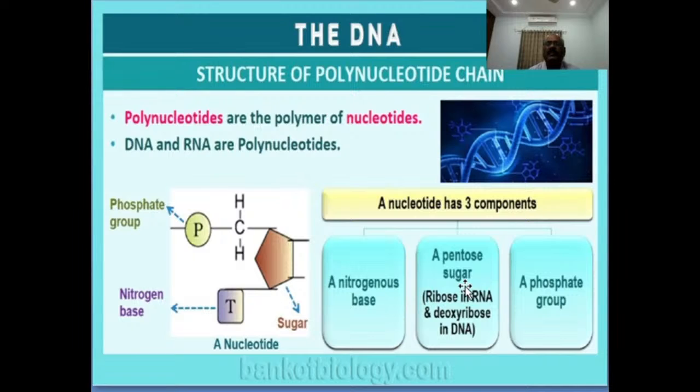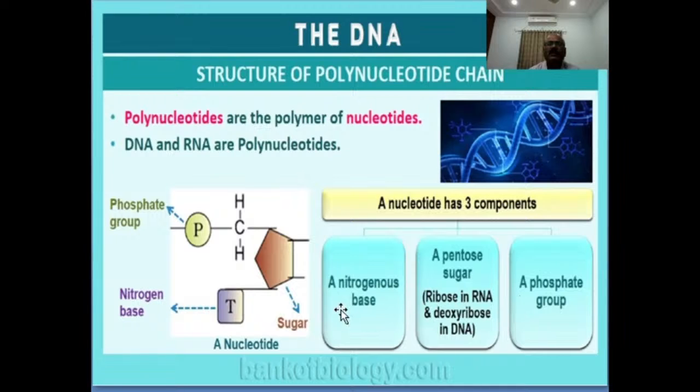For example, glucose and fructose are hexose sugars, 6 carbon sugars. Whereas in DNA and RNA, we can observe pentose sugars. That means the sugars possess 5 carbons. Then a phosphate group. So nitrogen base, sugar, phosphate, these 3 together are called a nucleotide.